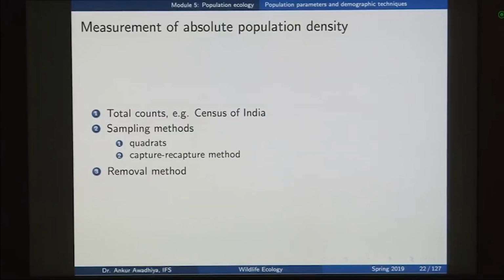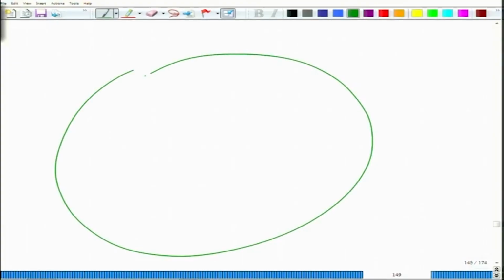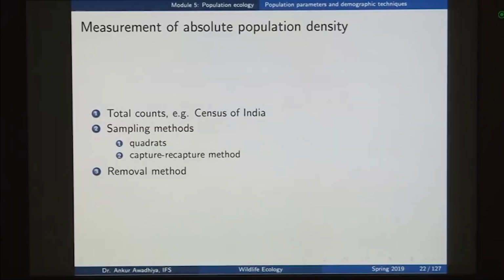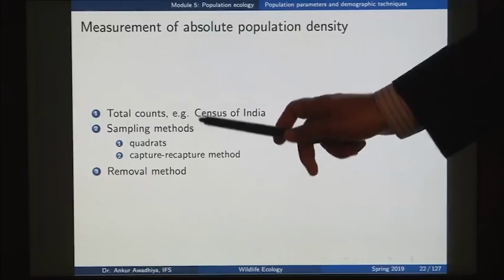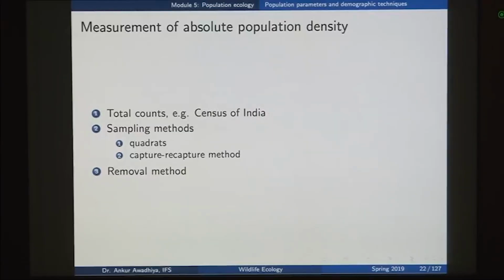Now, if you have a large area, so you have this large area that is a forest, and you cannot measure the animals everywhere. So, what you can do is you can take some samples out of this area, count your animals, get a density, and then extrapolate that density to the whole of the area. So, that is the sampling method. So, in place of doing a total count, you are doing a sampling in some area, and this sampling can be in the form of quadrates or in the form of capture recapture method, and we will look at these in greater detail in a short while.